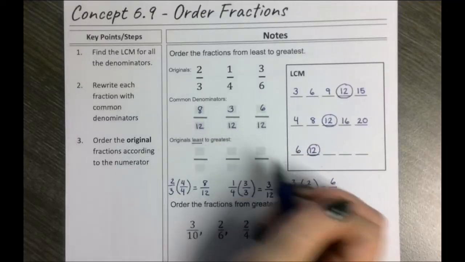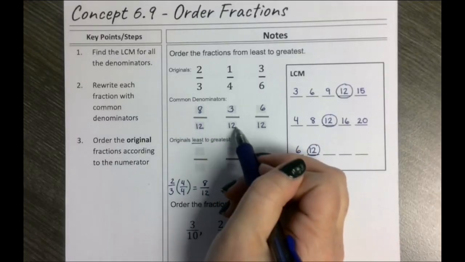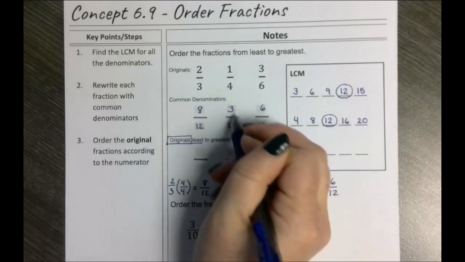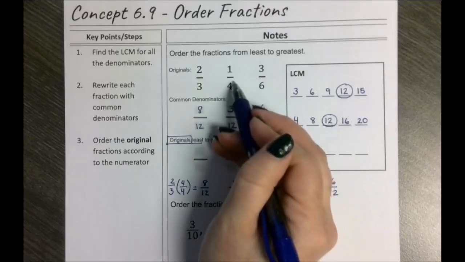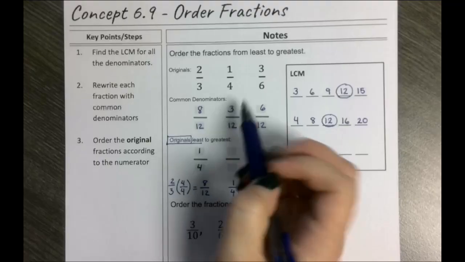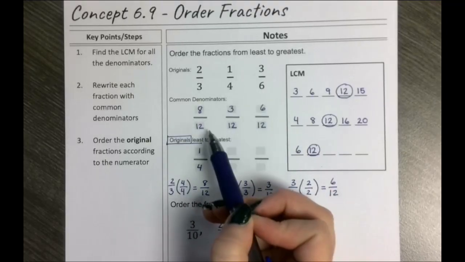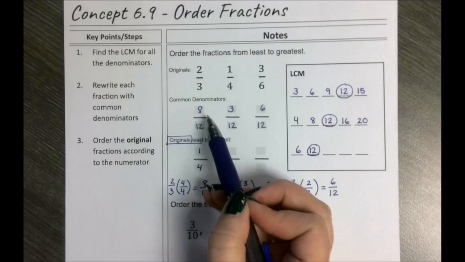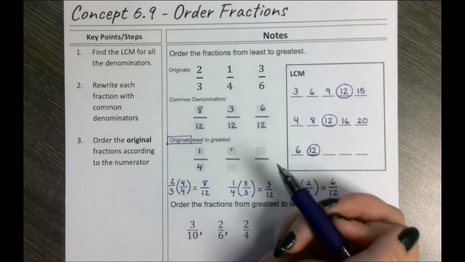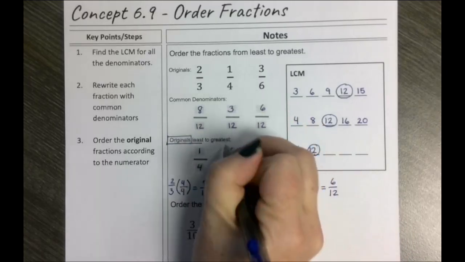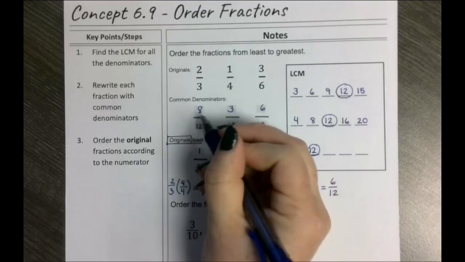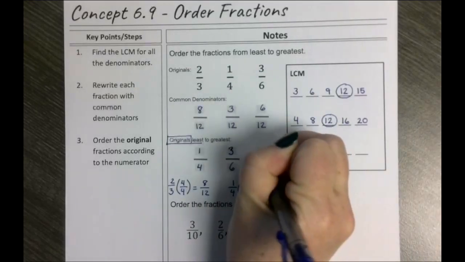So I want these least to greatest. The smallest one is 3/12, but it wants the original fractions. So instead of writing 3/12, since I kept them right aligned, I'm going to put 1/4, because that's the original. The middle one between 6/12 and 8/12 is 6/12. So instead of putting 6/12 like I almost did, I started to, I got to put that original 3/6. And then here 8/12, not writing 8/12, writing 2/3.